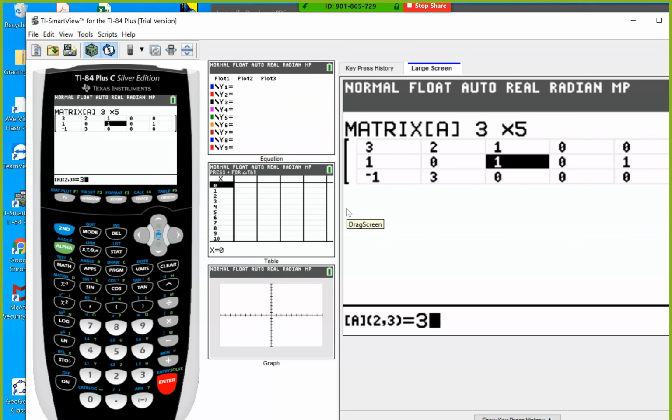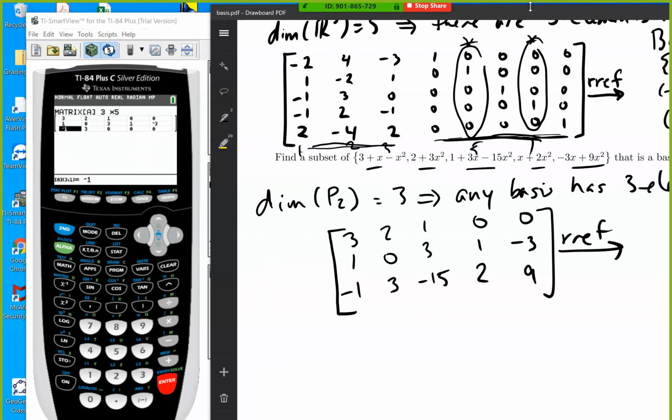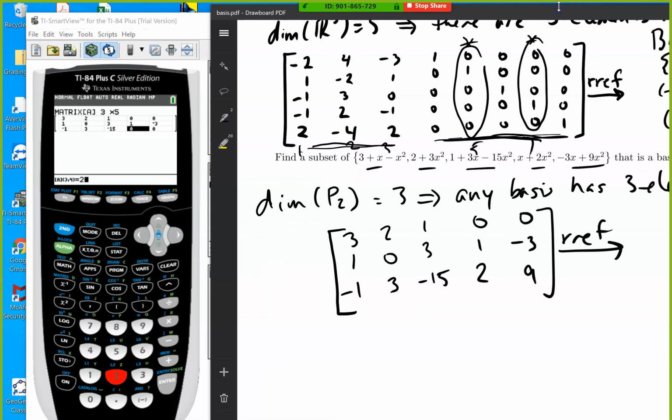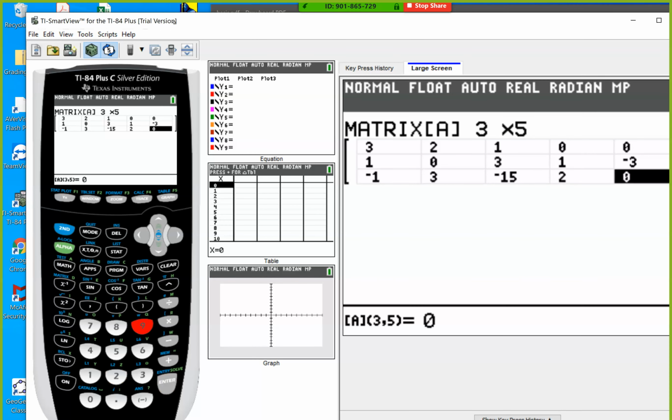1, 0, 3, 1, negative 3. And the last one, negative 1, 3, negative 15, 2, 9. Is it 2 and 9? Yes. Cool. 2, 9. All right. Okie dokie. Let's quit out of here.